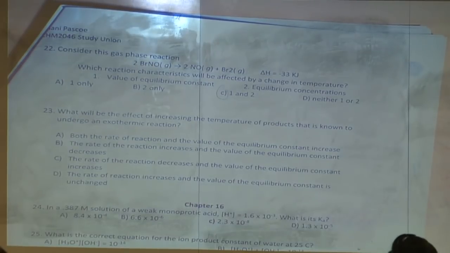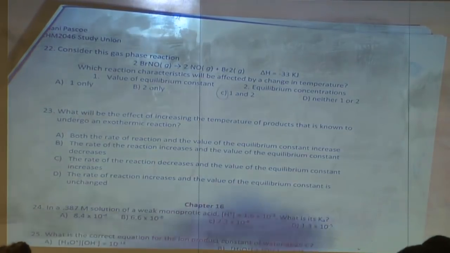Constant. Okay. 23 says, what would be the effect of increasing the temperature of a reaction that is known to be exothermic? No matter if it's endergonic or exergonic, the rate of reaction is going to increase because the temperature is increasing, so the reaction is going to move on faster. Now, in an exothermic reaction, the heat is on the product side. So when you add more heat, it should shift to the left, and the value of the equilibrium constant should decrease. So 23 should be D.